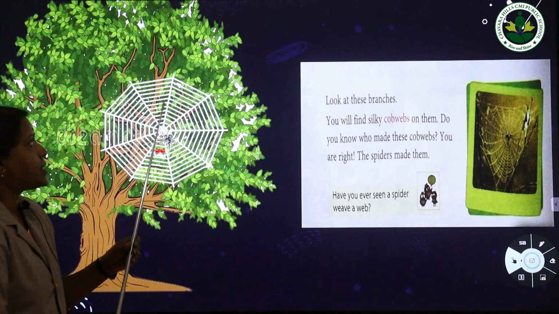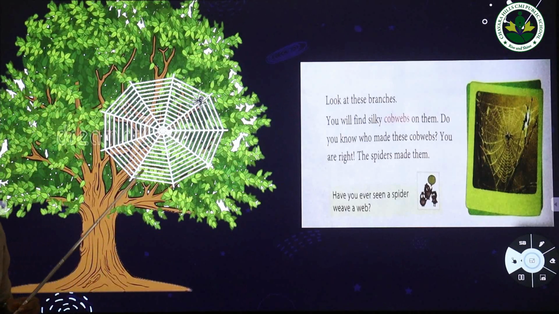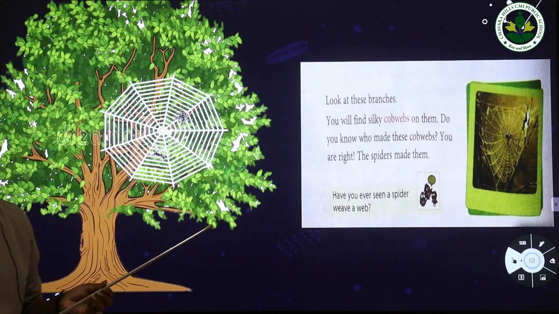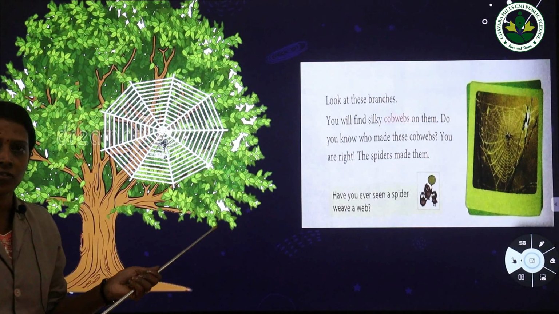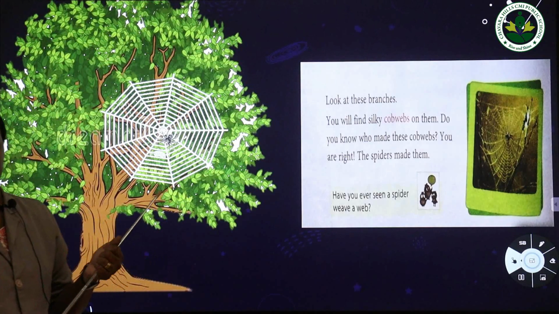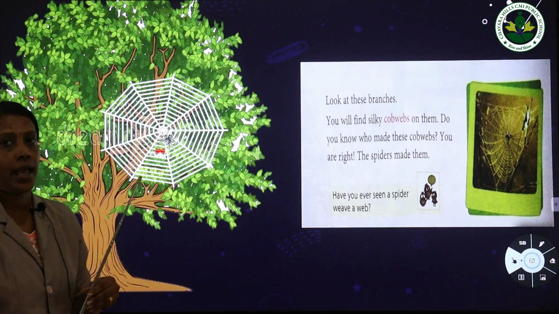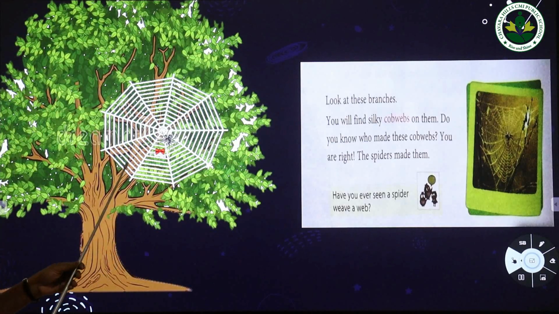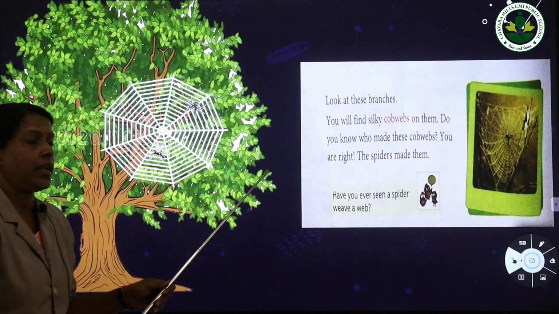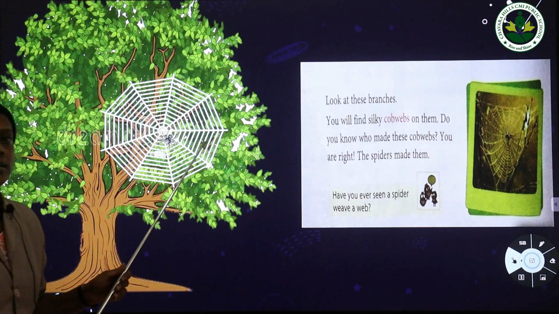So we met the different friends of our old tree. Can you name the different friends of this tree? First of all, we saw the bird and nestlings. Then we saw the bee and its beehive. The next friend is the spider. The spider made its web on the branches of our old tree.